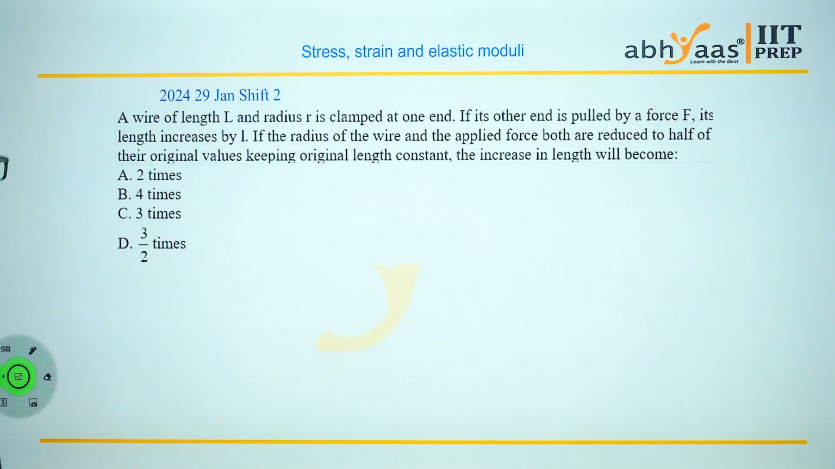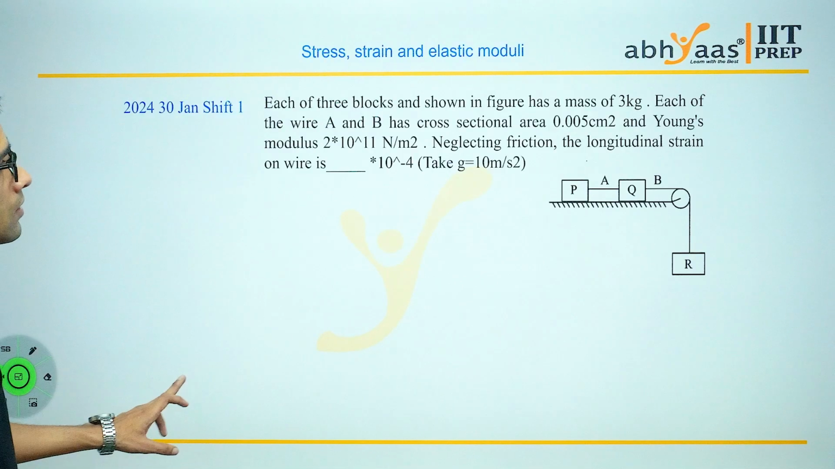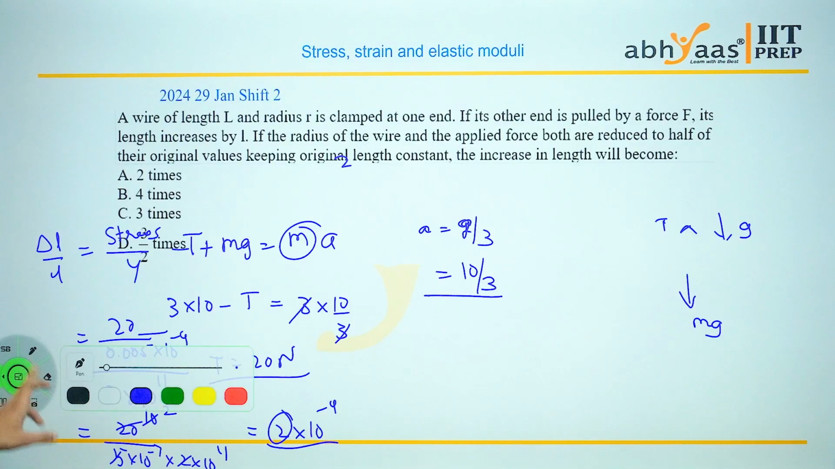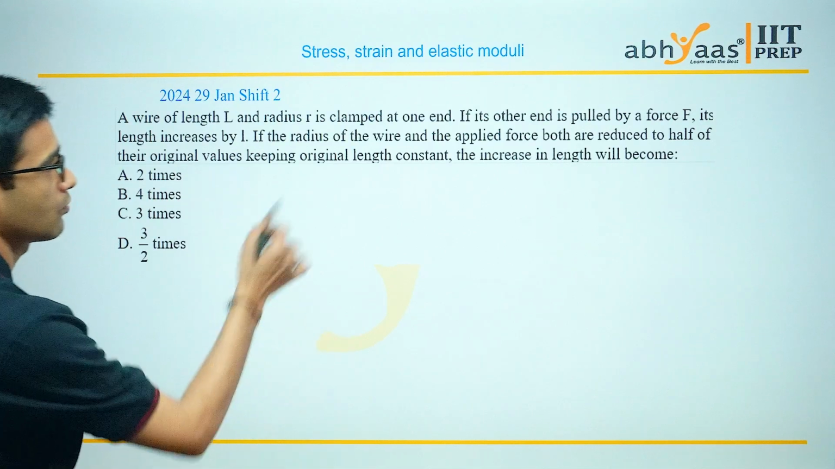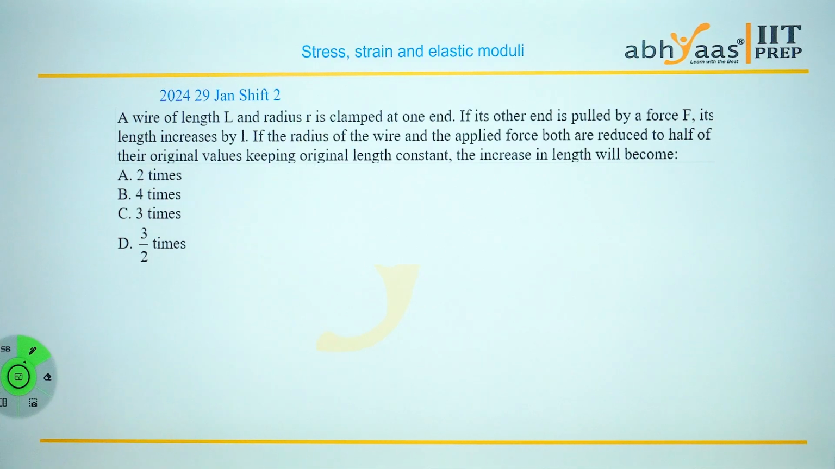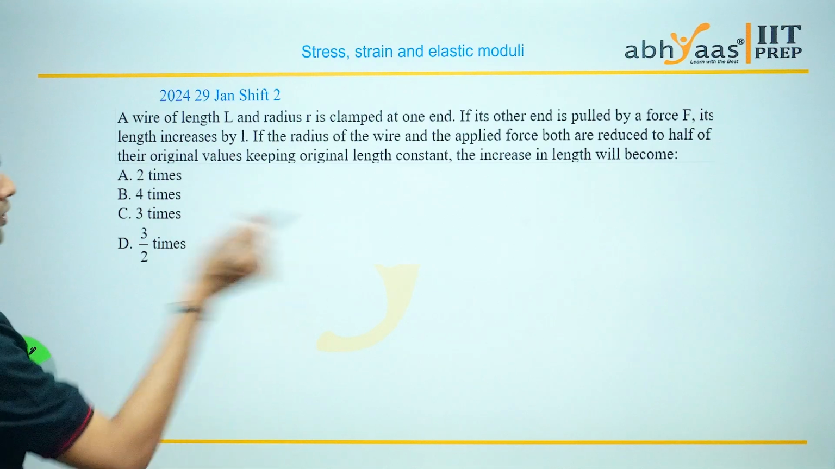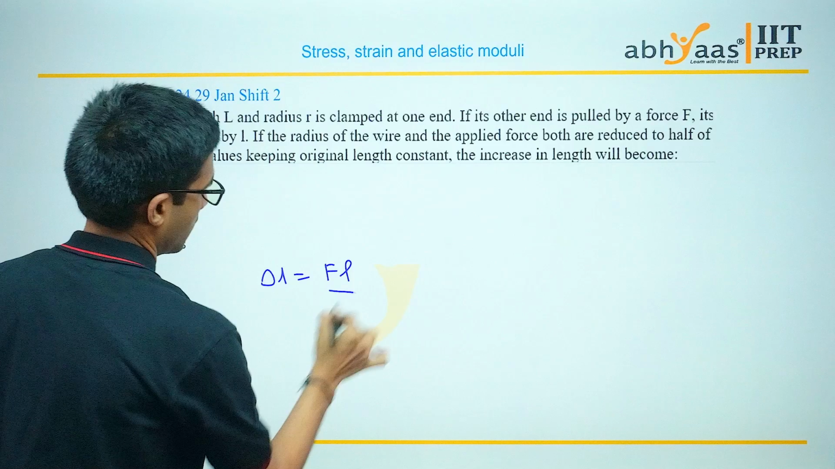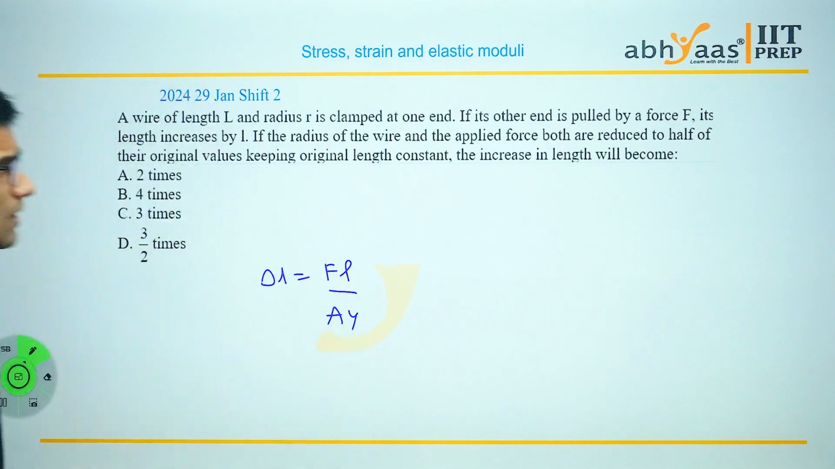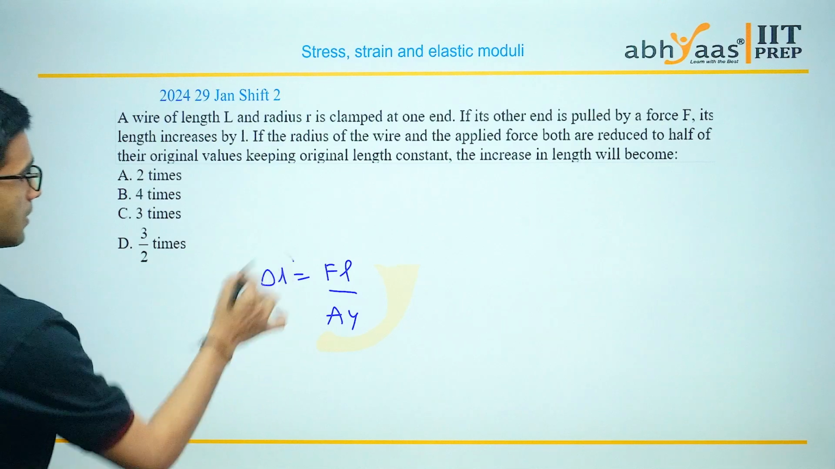Next question. Here a wire of length L is clamped at one end. If the other end is pulled, the radius of the wire and applied force are reduced to half. So the increase in length: we know that delta L equals FL by AY. Then what happened? The other end is pulled by the force, causing an increase in delta L.